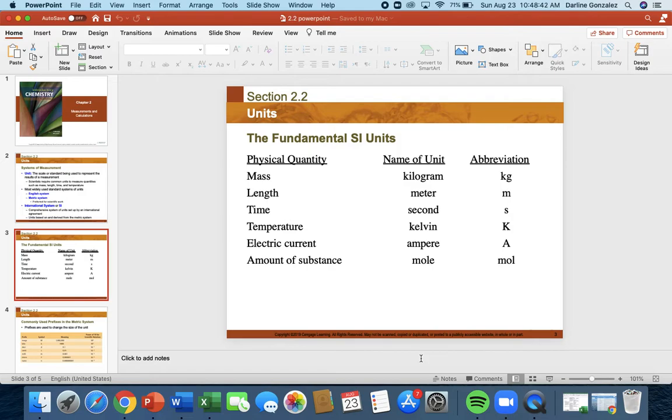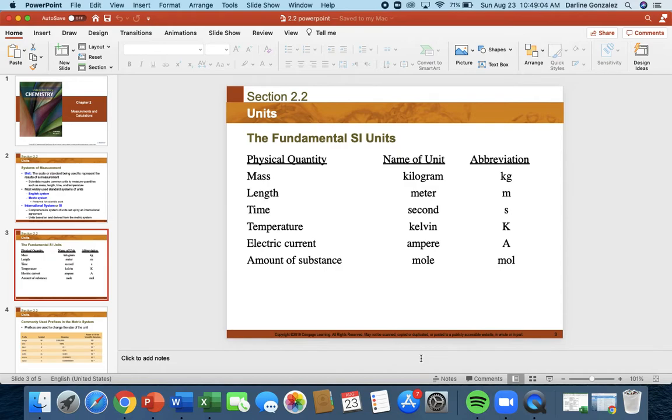Temperature: now I know you're used to Fahrenheit, especially when we talk about how hot or cold it is outside. However, in science, we use something known as Kelvin, and I will go into why we use Kelvin and not Fahrenheit or Celsius. The abbreviation for Kelvin is an uppercase K.